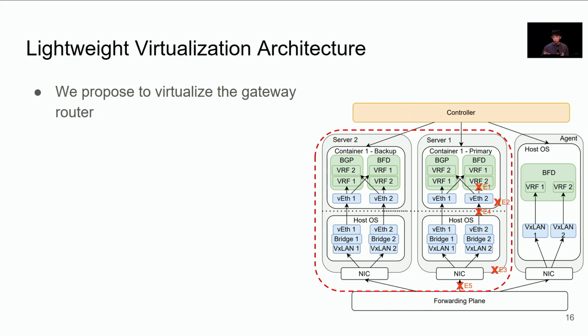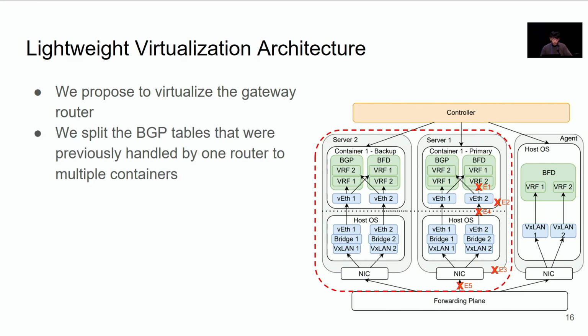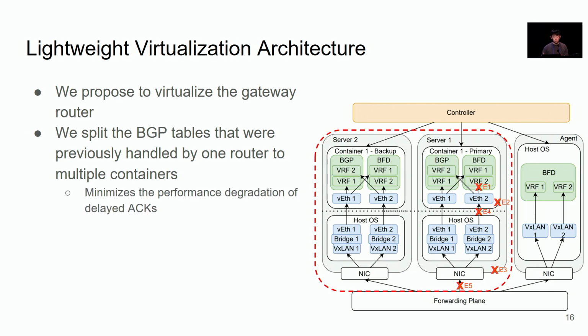So first, we will virtualize the cloud gateway router. And more importantly, we split the BGP tables that were previously handled by one router across multiple containers. So right now, each container only handles a small fraction of the BGP table. So this minimizes the performance degradation of delayed acknowledgement. And also, an additional benefit is that it will minimize the impact of a failure.